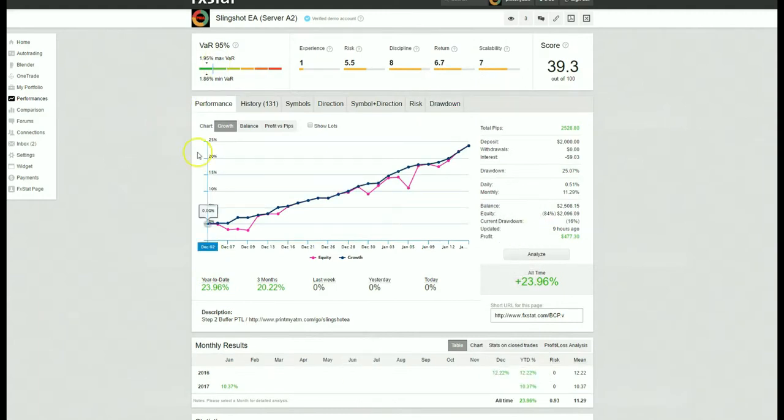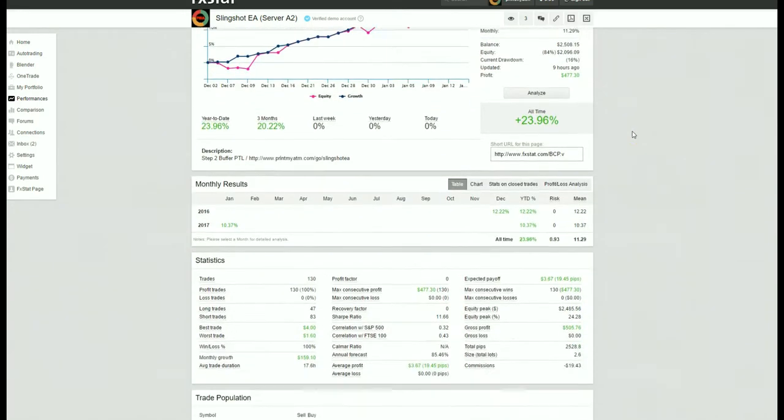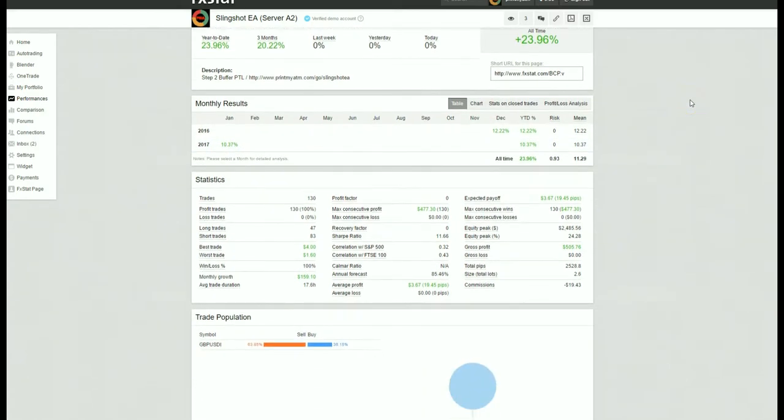Server A2, so a little bit stronger, 2,528 pips. As we come down, we can see that this is just a step 2 buffer PTL, so it's very conservative, not as much as the other one. 12% for December, January 2%, and that's going to update as well. So come back and take a look at that.